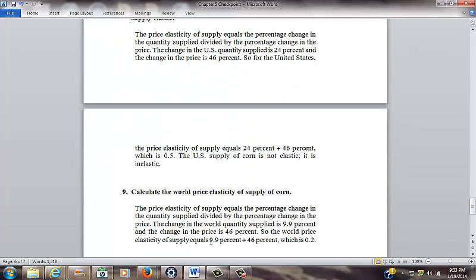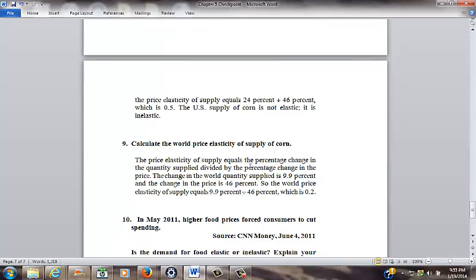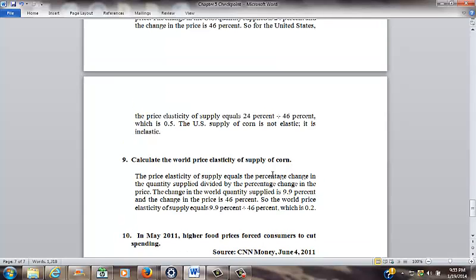So for the United States, the change in quantity supplied is 24%, and the change in price is 46%. The price elasticity of supply is 24% divided by 46%. It is inelastic.